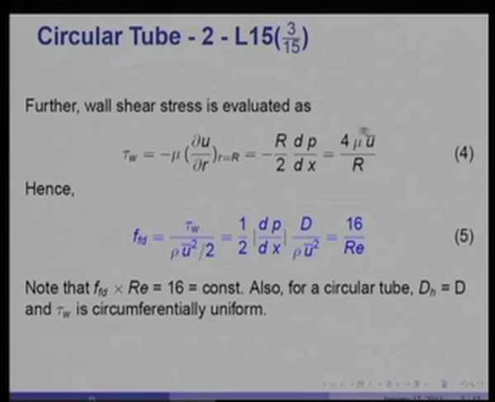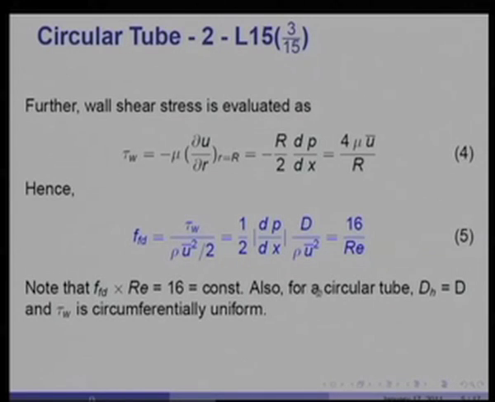What about the wall shear stress? Well, wall shear stress is tau equal to minus mu du by dr at the wall, r equal to R, and that becomes equal to R by 2 times minus dp by dx, giving you 4 mu u bar by R. That would be circumferentially constant. Hence, the friction factor, which is tau over rho u bar squared by 2, as we saw on the previous slide, as well as this definition, gives you 16 by Re. Note that F_FD into Reynolds number, therefore, is 16 and constant, as we said before.